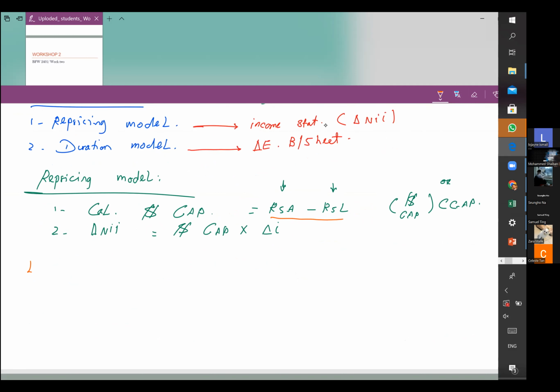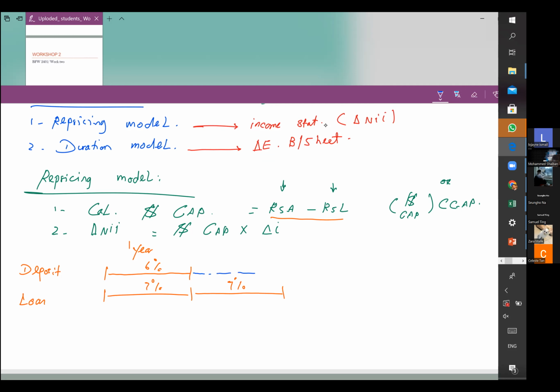If we have a deposit of 100 million for 1 year at 6%, and this is financing a loan for 2 years at 7%. Now we have mismatching, and this is where we can get the gap. The deposit is only for 1 year, and the loan is for 2 years.